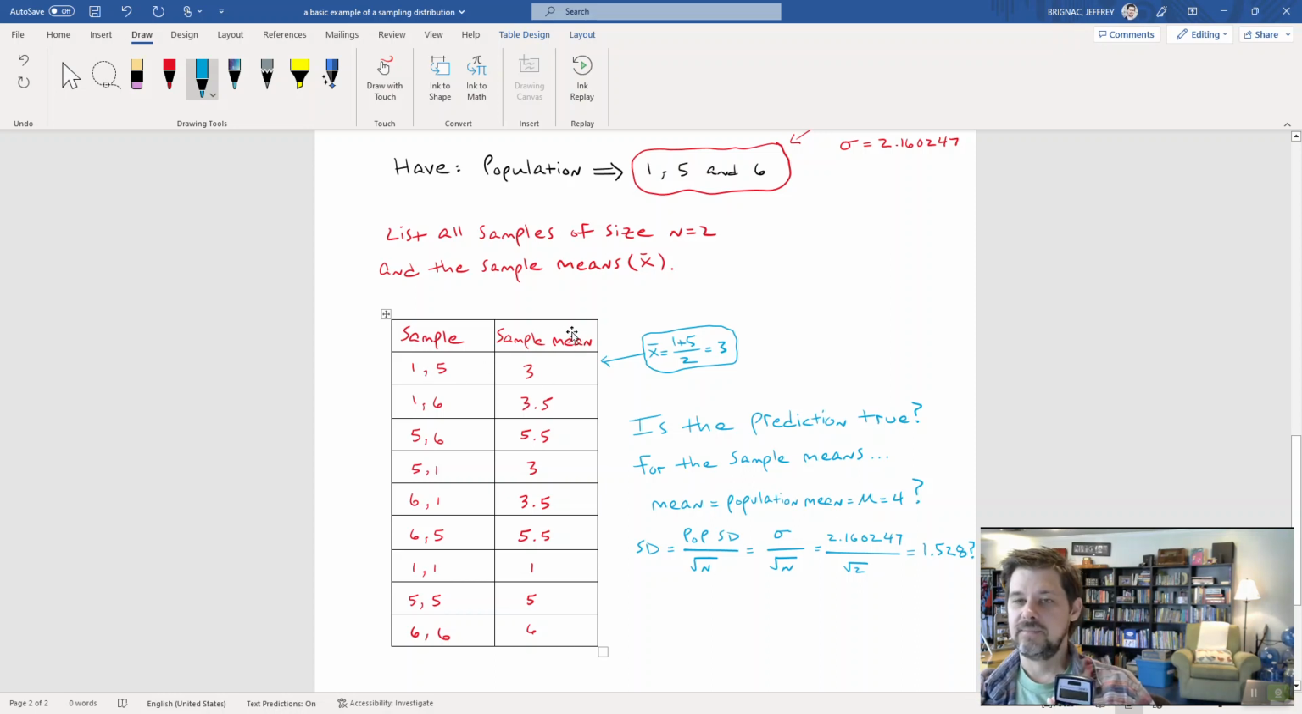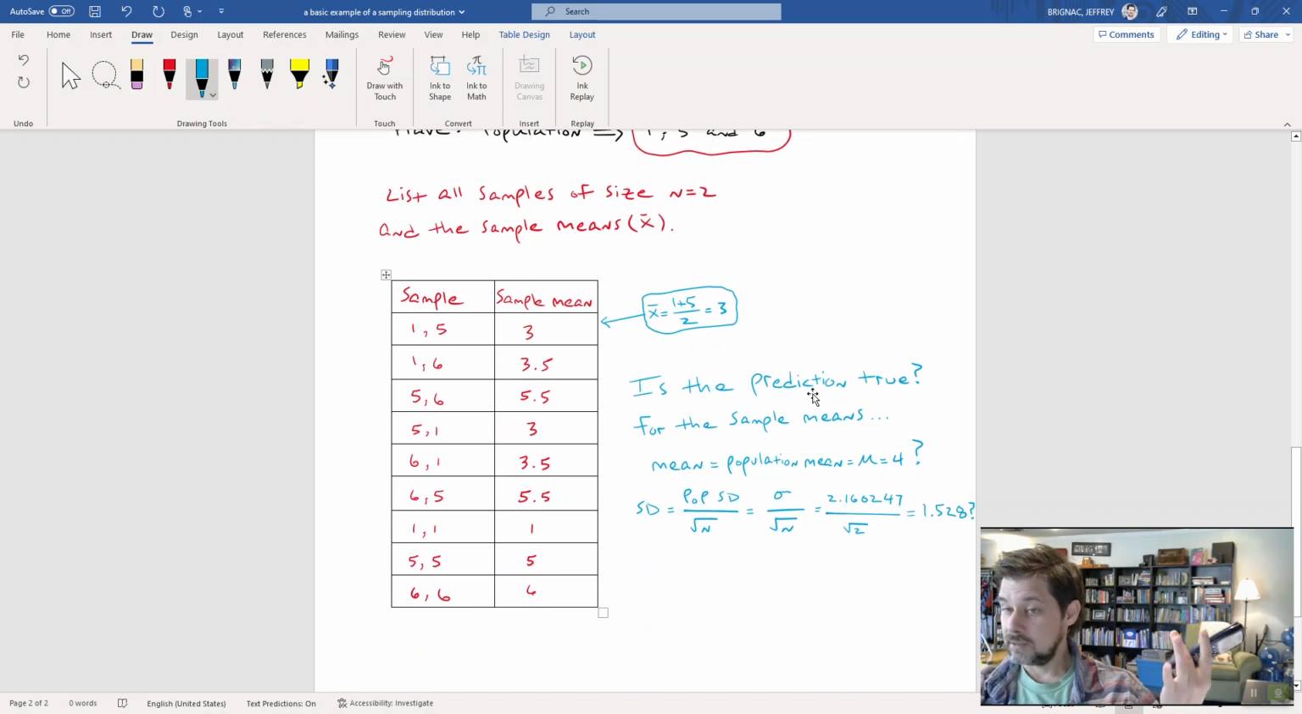So how do you find the mean of a group of numbers? You add the numbers together and you divide by how many numbers there are. That's if you don't use StatCrunch or Excel or something like that. So I take 1 plus 5, that's 2 numbers, so 1 plus 5 over 2, that's 6 over 2, that's 3. So that's how I got all these sample means: 3, 3.5, 5.5, 3.